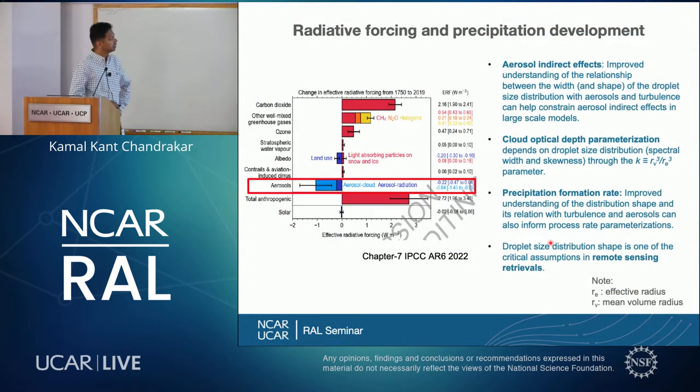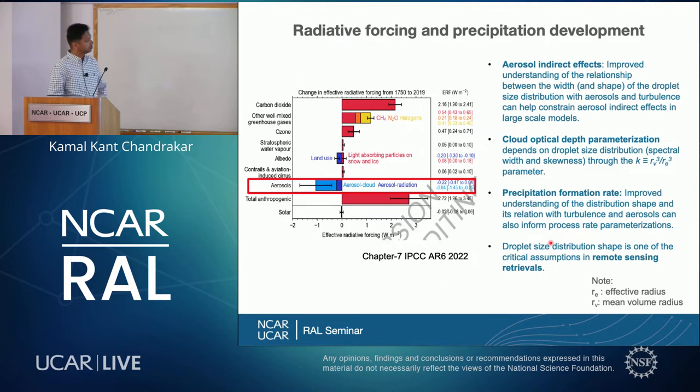So why are we investigating this? Because aerosol cloud interaction still remains a large source of uncertainty in our climate forcing, according to the recent IPCC report. And so improved understanding of the impact of aerosol and turbulence on droplet size distribution would help constrain the aerosol indirect effect as well as improve the cloud optical depth parameterization as well as precipitation rate parameterization in large scale models.